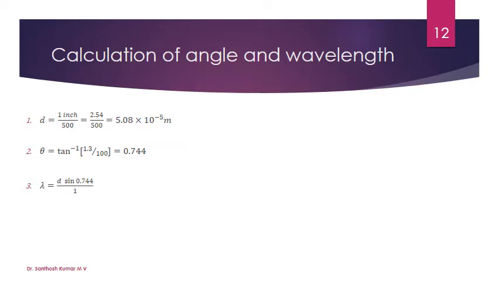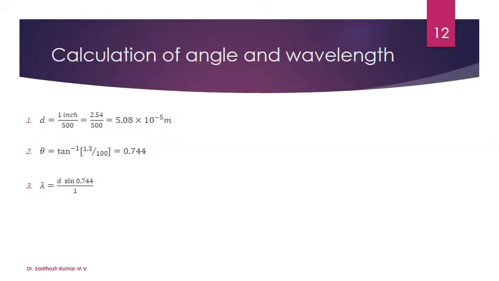So for the calculation, upon getting the values of xn and F, we will calculate the grating constant, that is d equals 1 inch by 500, where 1 inch is equal to 2.54 centimeters, divided by 500. Finally we will get the value 5.08 into 10 raised to power minus 5 meters. Similarly, theta is equal to tan inverse of xm by F, that is 1.3 divided by 100, which is equal to 0.744. It is the angle of diffraction.